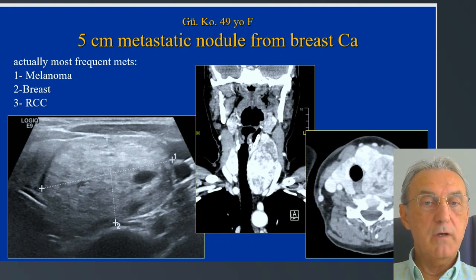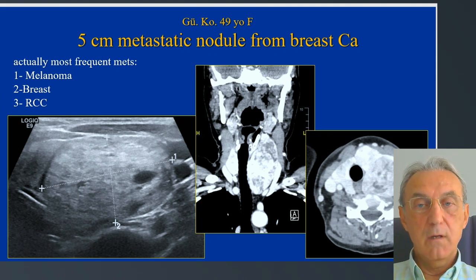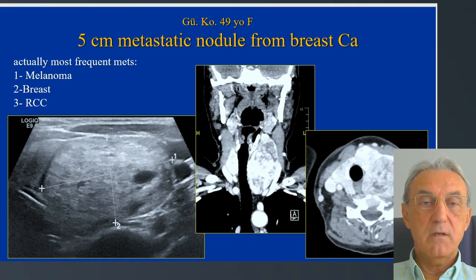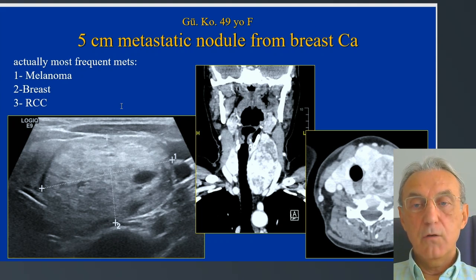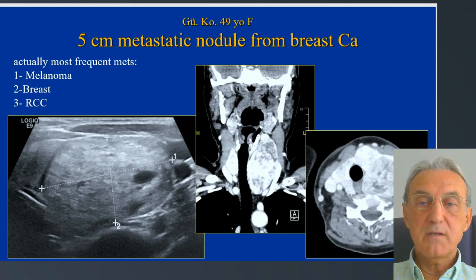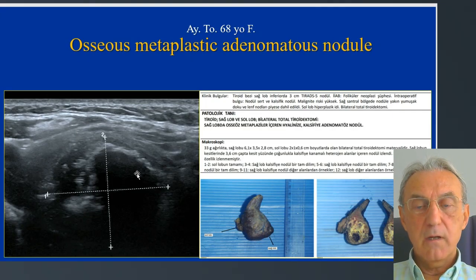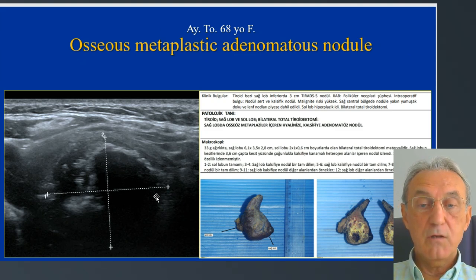Of course, we should always keep in mind that we can have metastatic nodules. This is a 5 centimeter big metastatic nodule from breast cancer. Usually, the metastases to the thyroid come from melanoma, breast, or renal cell cancer. This is another rare case with calcification, but it is like ossification more than calcification. So this is osseous metaplastic adenomatous nodule.